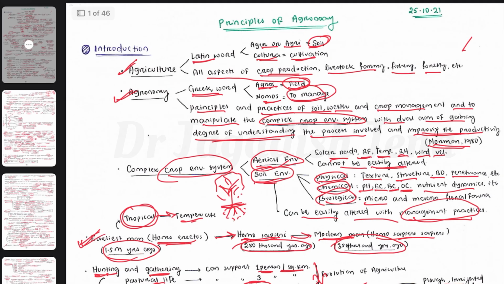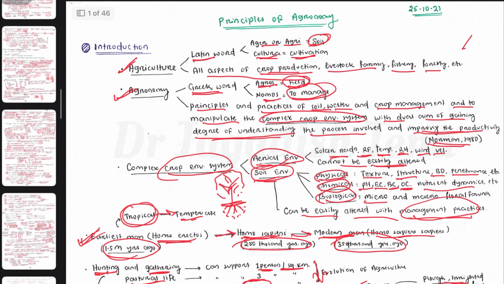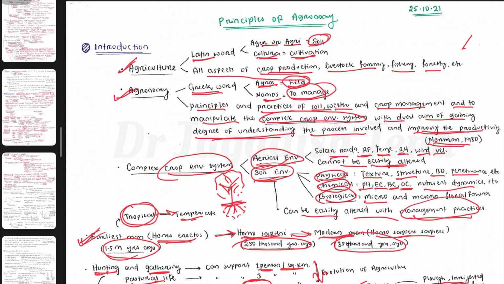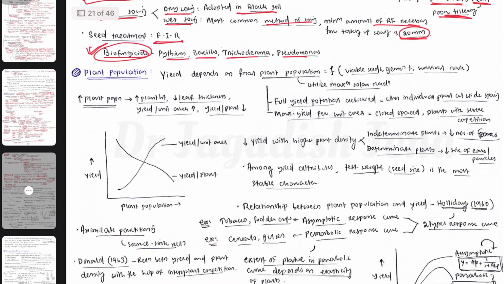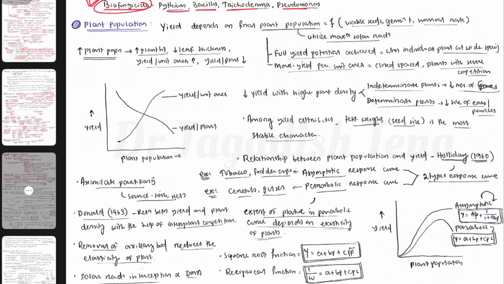So in case of indeterminate plants, the number of ears per unit area decreases, but in case of determinate plants, the size of the ear decreases. The size of the ears decreases per panicle.